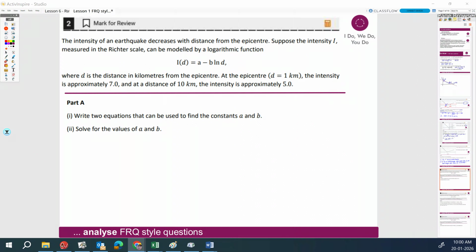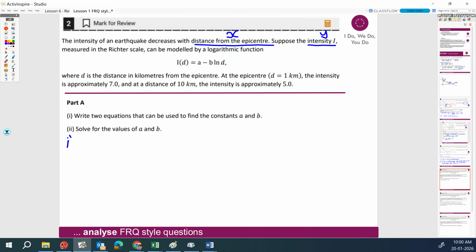So with this question, try and figure out what is the dependent variable and what is the independent variable. Distance from the epicenter is your independent variable. Your intensity is your dependent variable, your y variable. Then dig through the data and find your coordinate points.